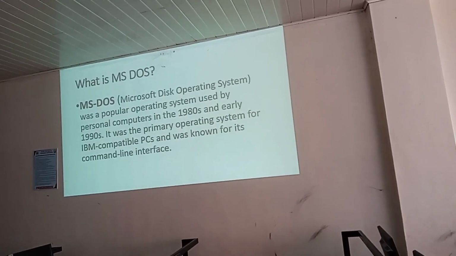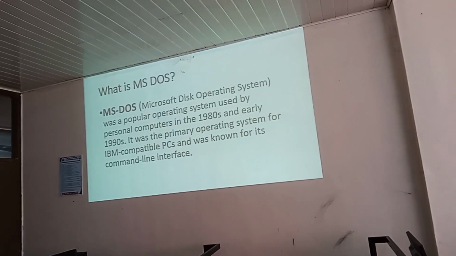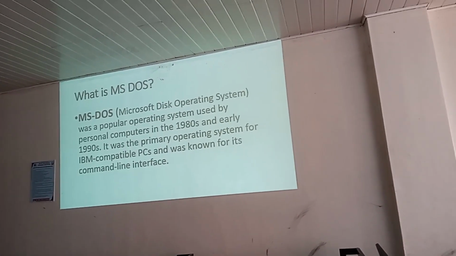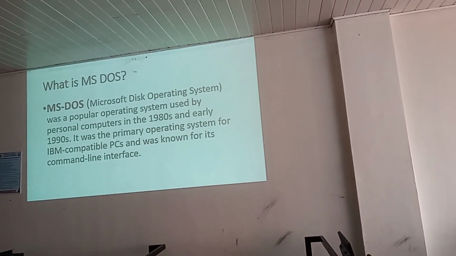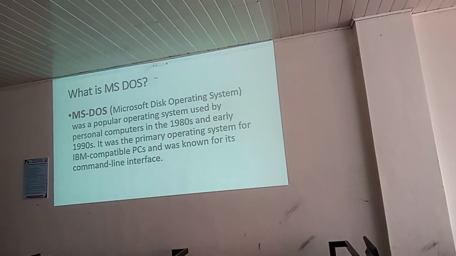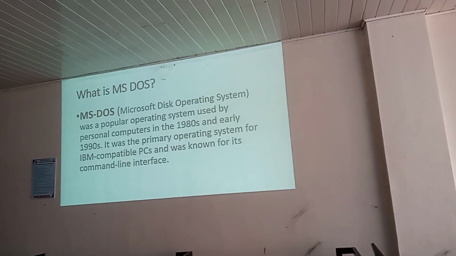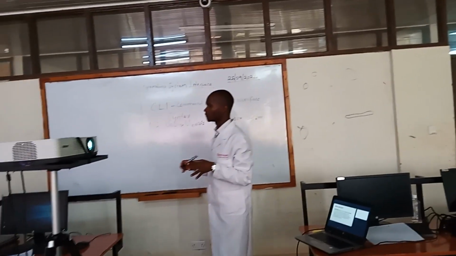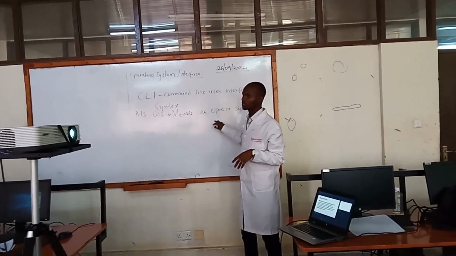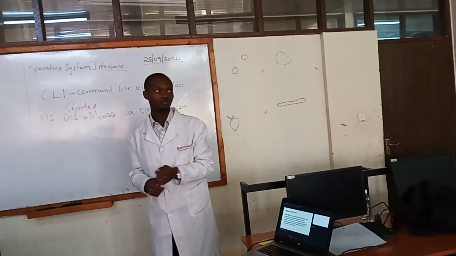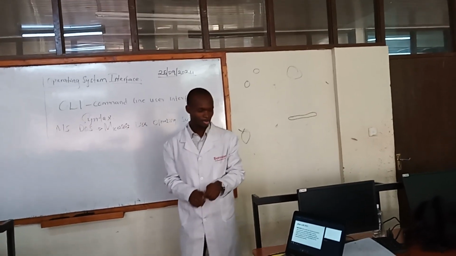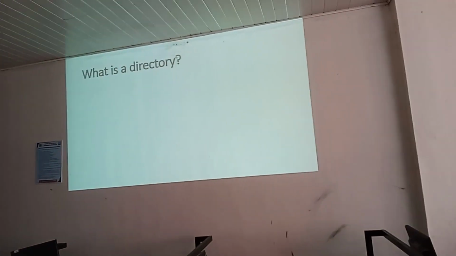It was a popular operating system used by personal computers in the 1980s to 1990s. It was the primary operating system for IBM compatible PCs and was known for its command line interface. So it was the first operating system. Users used to enter commands, and then they could interact with the computer system. Are we together up to that point? So let us see another term, which is a directory.